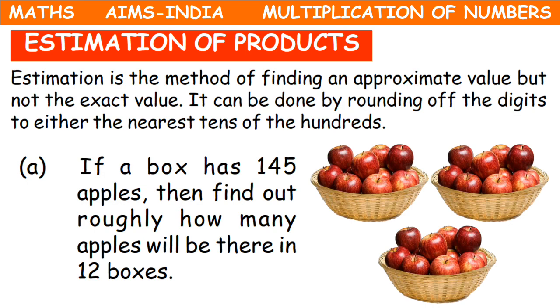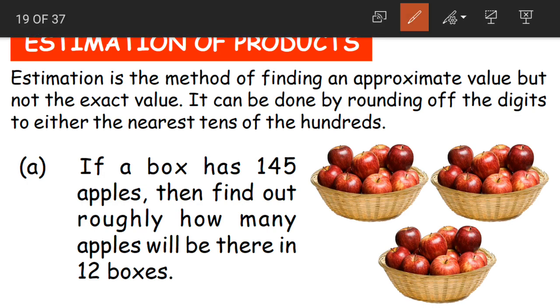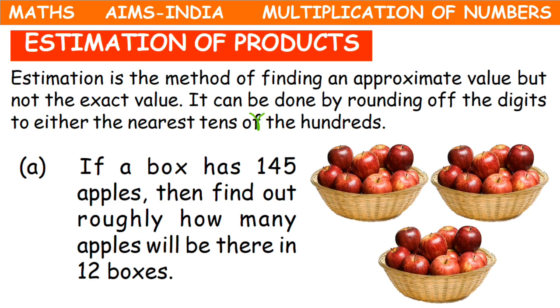Estimation is the method of finding an approximate value but not the exact value. It can be done by rounding off the digits to either the nearest tens or the hundreds. For example, if a box has 145 apples, then find out roughly how many apples will there be in 12 boxes.